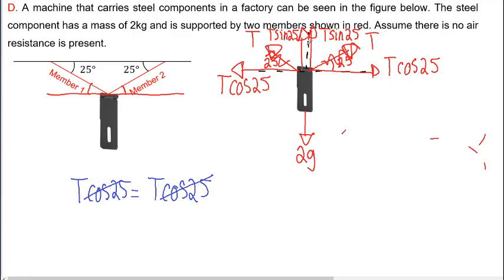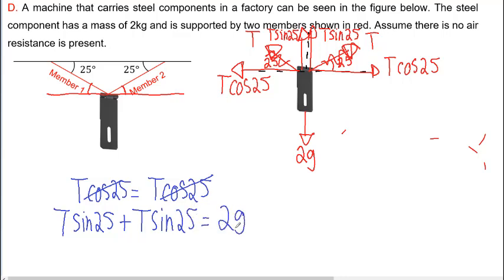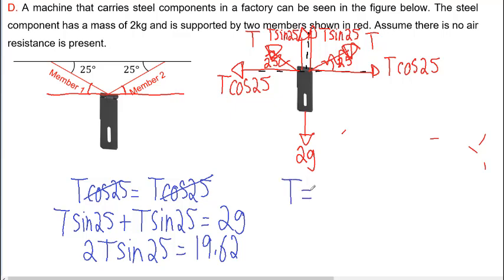Now, we're going to have to use the y direction equation then to find T. So we have T sine 25 plus T sine 25 is equal to 2g. So 2g is 19.62, 2 times 9.81, and since these two are the same, it's going to be 2T sine 25 equals 19.62. Divide both sides by 2 sine 25, and that'll give you a T value of 23.2 newtons. Now, since this is bigger than 5, yes, the cables will break.